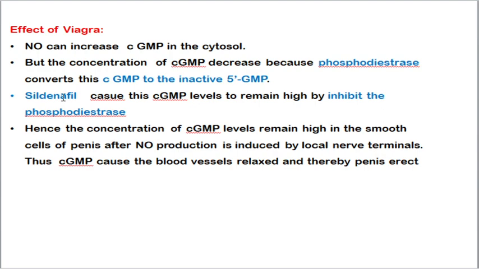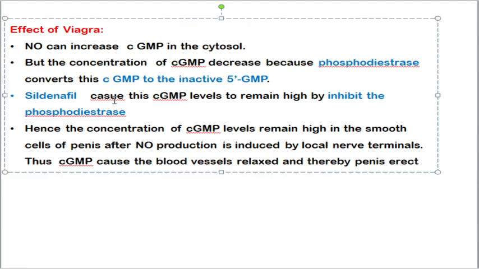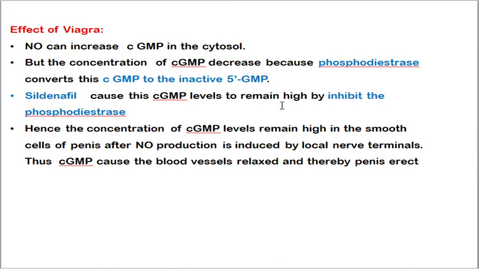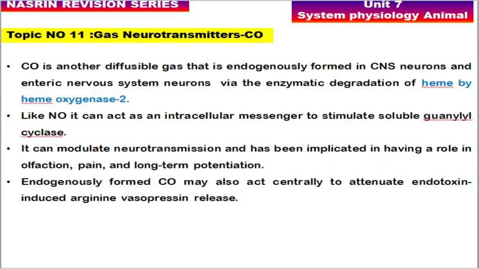So sildenafil, which is a drug, will cause the cyclic GMP level to remain high. How? It will inhibit the action of this particular enzyme. Ultimately, the cyclic GMP cannot be converted into an inactive form. So the concentration of cyclic GMP will remain high in the smooth muscle cells of the penis after nitric oxide production is induced by the local nerve terminals, that is, autonomic nerves of the blood vessels. This cyclic GMP causes blood vessels to relax, and thereby the penis will be erected. Next, gas neurotransmitters, which include carbon monoxide.